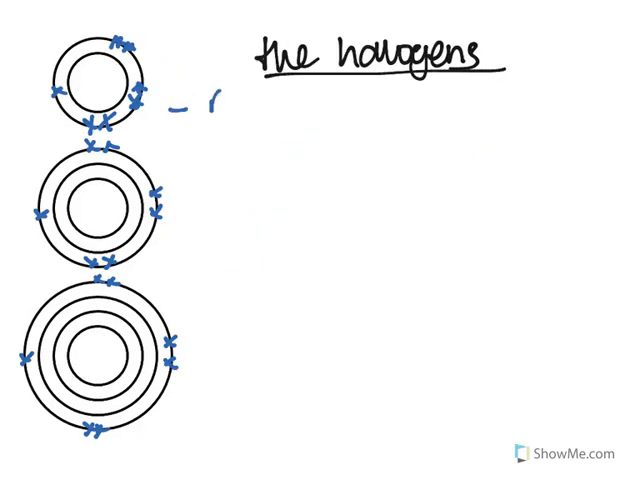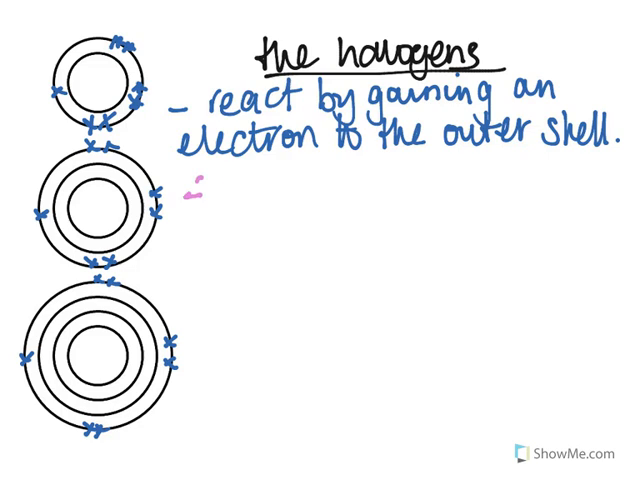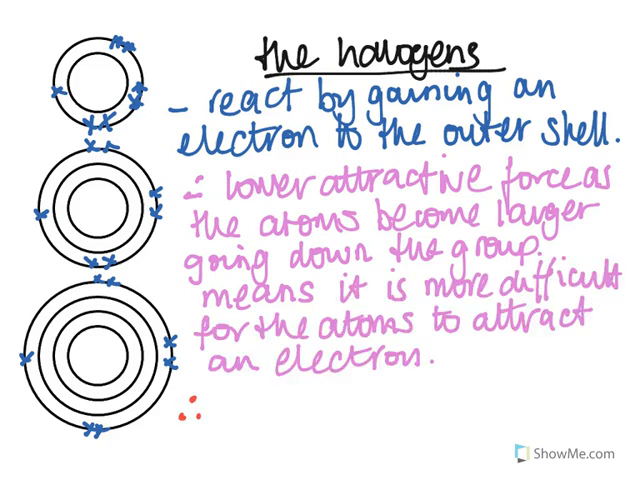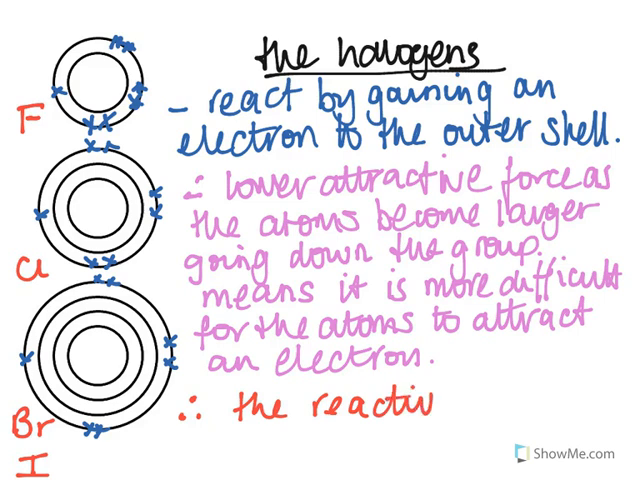The halogens, of course, react in the opposite way. They react by gaining an electron to their outer shell. So the impact of the lower attractive force on the larger atoms here means it is more difficult for these atoms to attract another electron to fill up their shells. And the impact this has as we move from fluorine to chlorine to bromine and further down to iodine is that the reactivity decreases down this group.